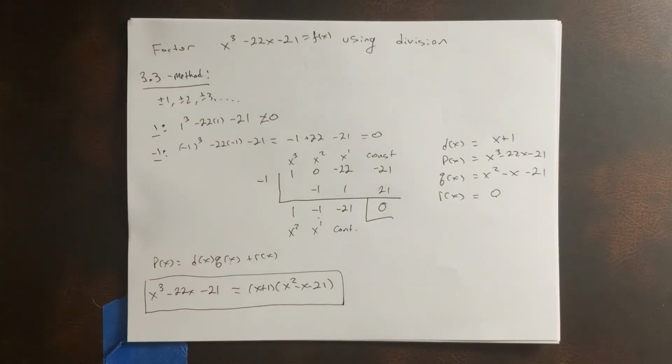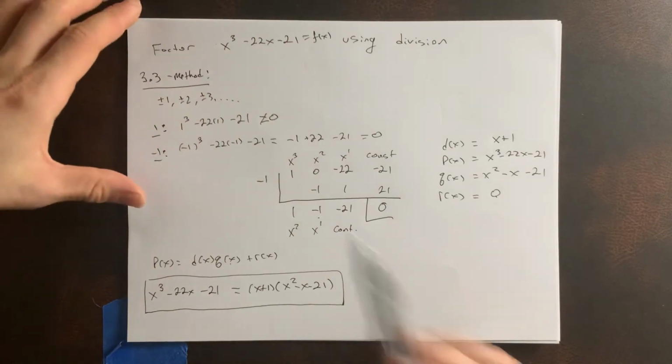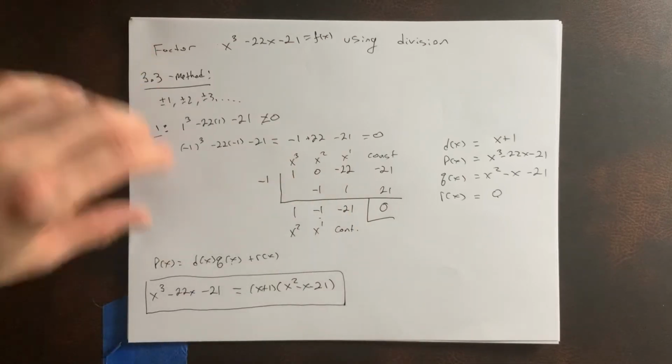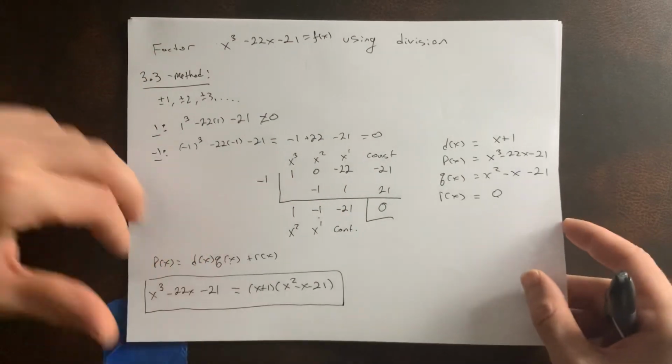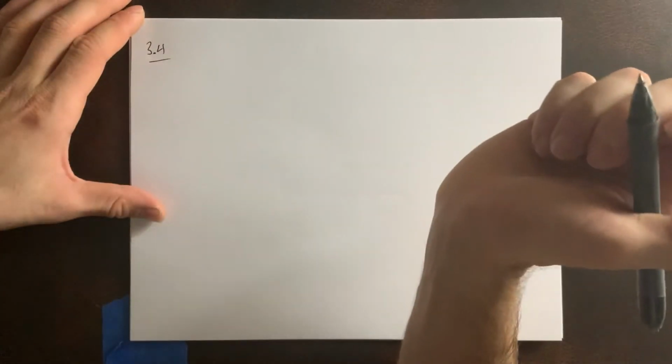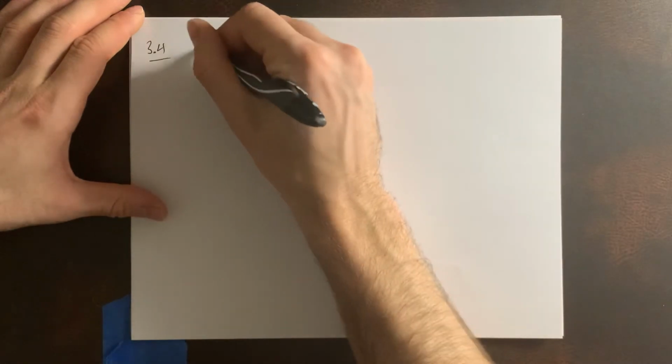Okay, so the next method we're going to talk about, this is going to be from section 3.4. The only difference is, we're just going to do one more problem, and it's going to be a factoring one, but we're not going to do this guess and check thing with every number, plus minus 1, plus minus 2, plus minus 3. So let's do the next one. So this is section 3.4 stuff. There's only one question we're going to do in here. And the first thing we're going to do is something called the rational roots theorem.